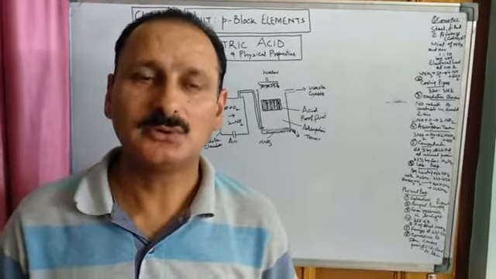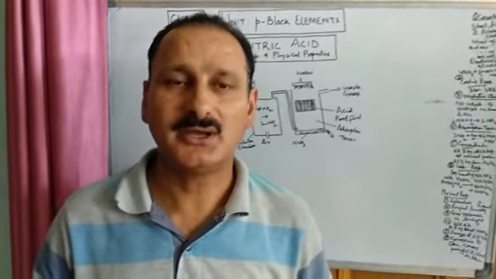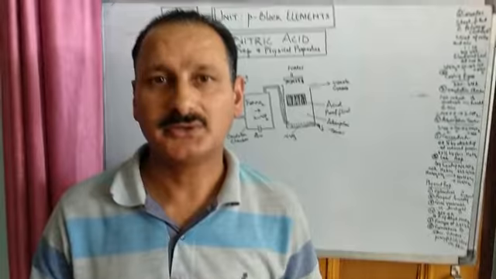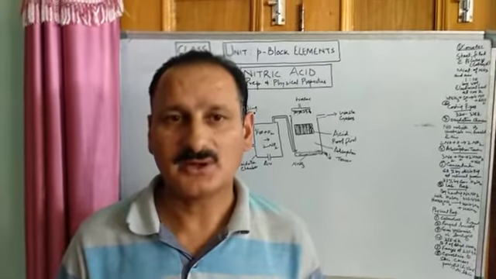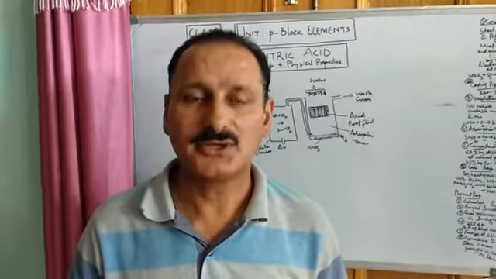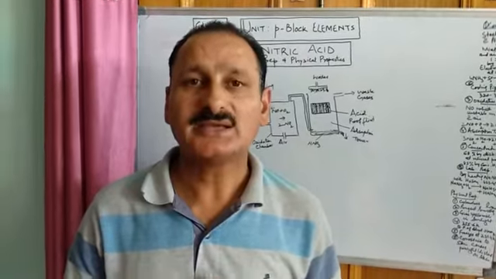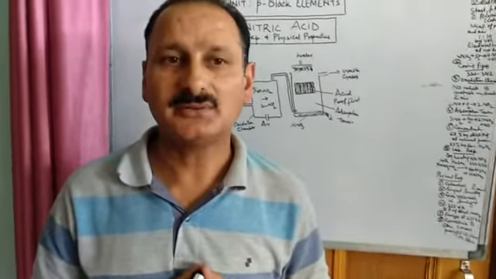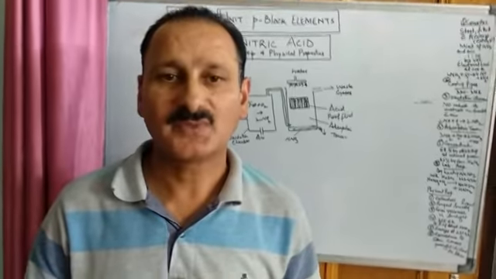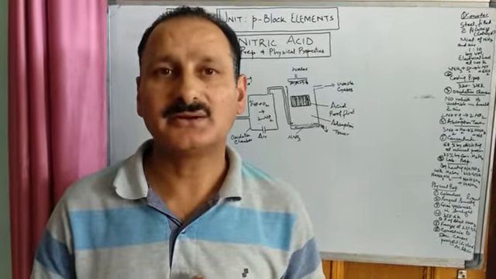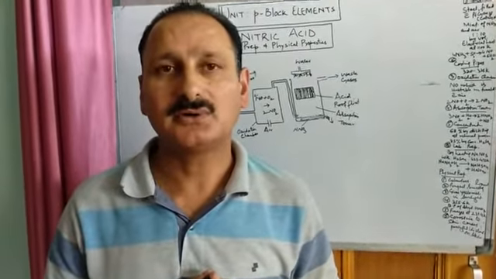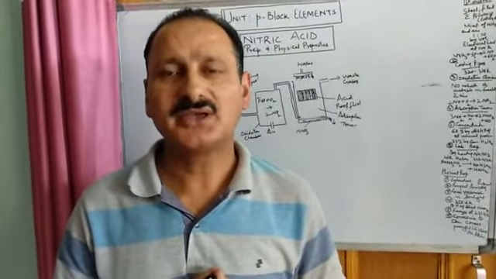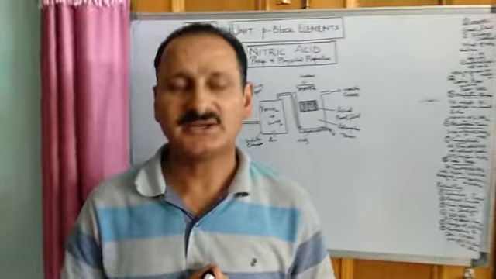I am Pardeep Kaul, lecturer in chemistry, and we will continue with your unit, that is P block elements. Today's topic for you is nitric acid. We will manufacture nitric acid by Ostwald's process. Then we will give another method for preparation of nitric acid in the laboratory. Then we shall be discussing a few physical properties of nitric acid.